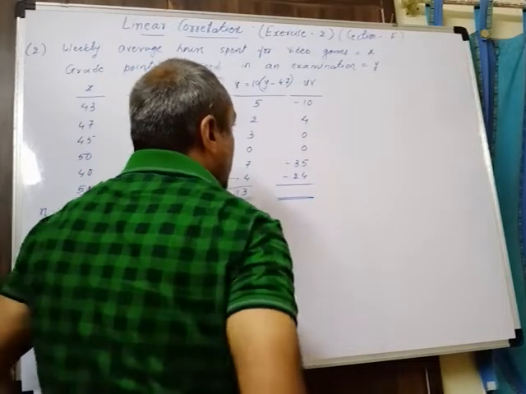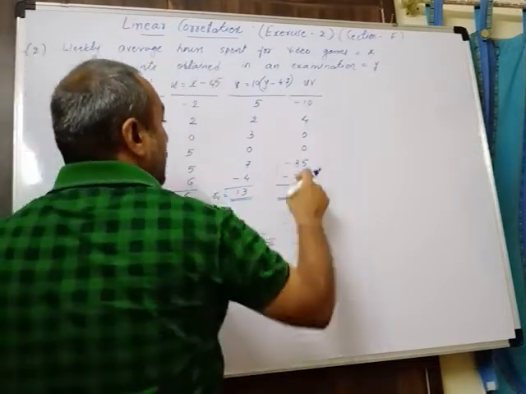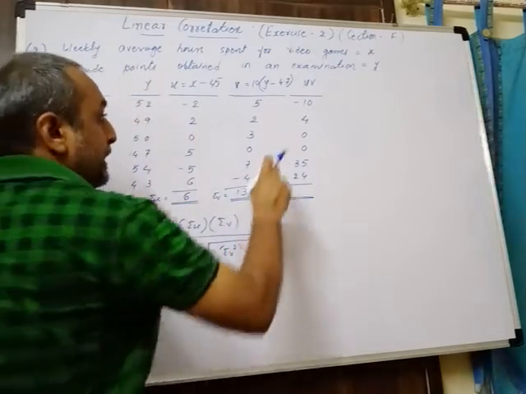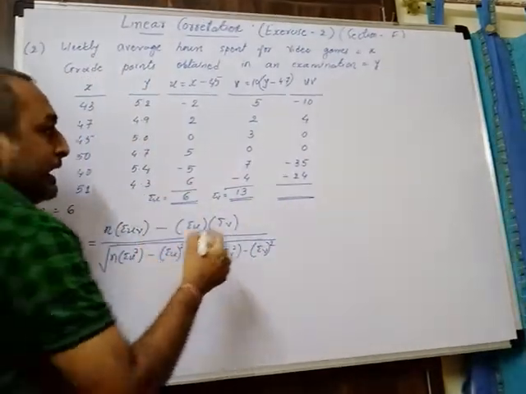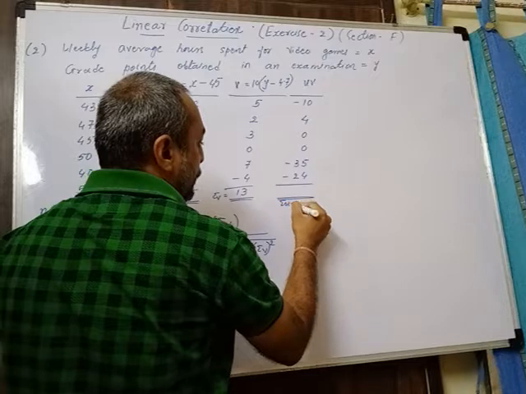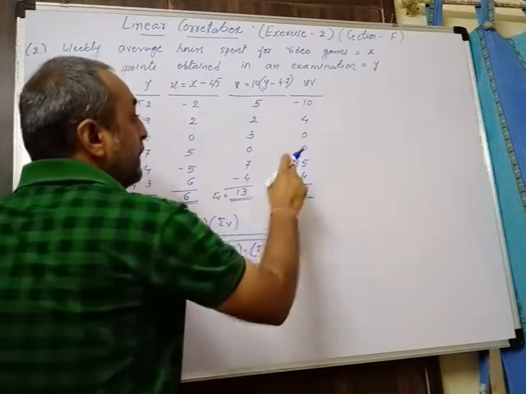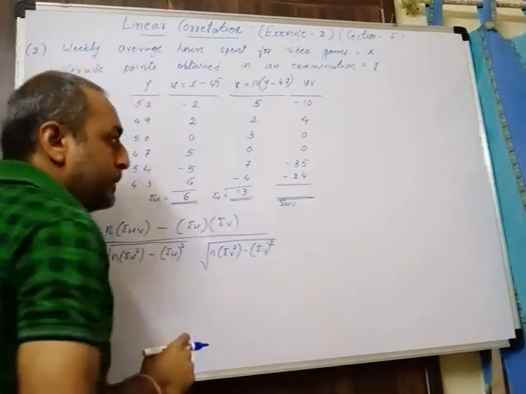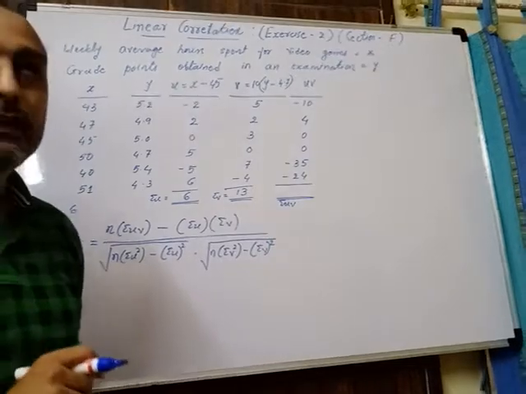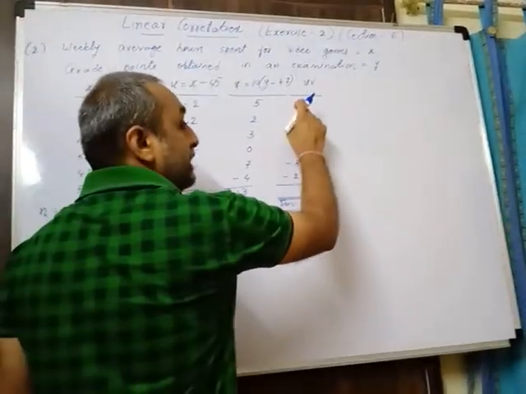We require the total of this. We'll find the total of the negative values first and then deduct 4. So the sum of uv will be negative. 35 plus 24 is 59, 59 plus 10 is 69.